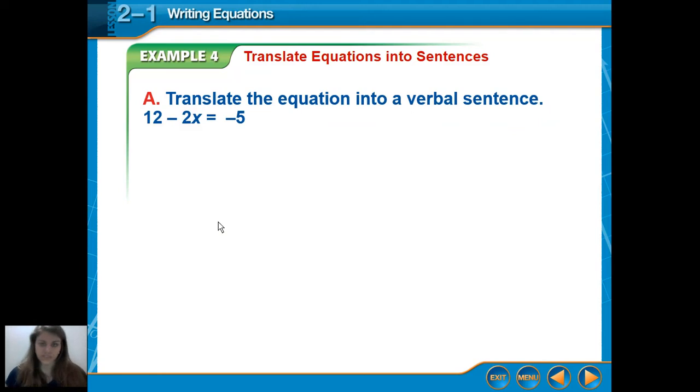We also want to be able to translate equations into sentences. So before we did sentence to equation, now we're going to go equation to sentence. So we can just literally write what we see. So 12 minus 2 times x is equal to -5.